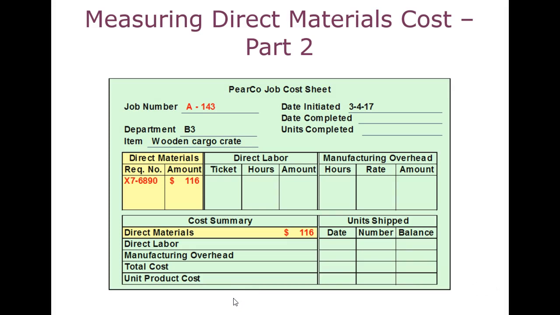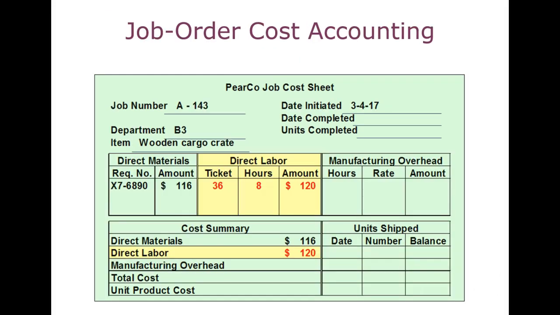Here's how we will start to fill it out as we start using materials for this job. And we have requisitioned a certain type of material. The cost is $116. So we place that down here in the cost summary. So far we've allocated direct materials at a total cost of $116 to this job. Now labor, let's do the same thing. We have ticket number 36. Someone worked on this job for 8 hours, and so we applied $120 of direct labor cost to this job.